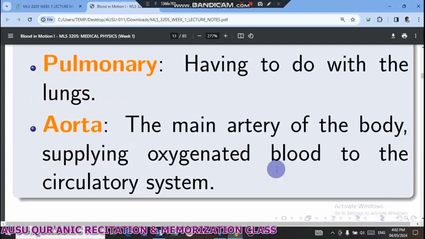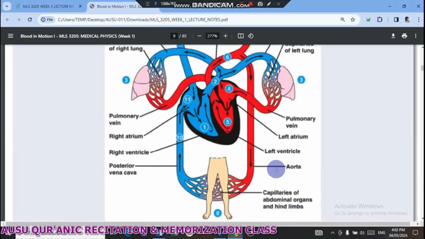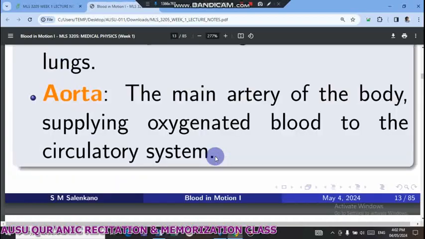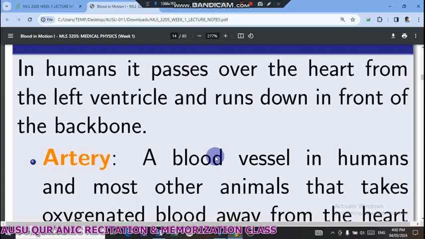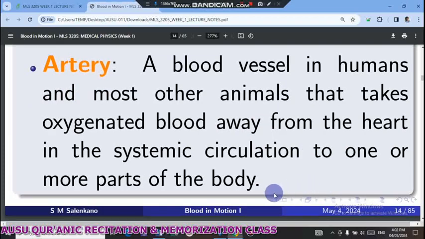Then we have aorta. Aorta is a big artery that when the heart pumps the blood, it leaves the heart through the aorta. Can you see? It leaves the heart through the aorta. So that is it. Then we have the artery. They said a blood vessel in humans and most other animals that takes oxygenated blood away from the heart in the systemic circulation to one or more parts of the body.